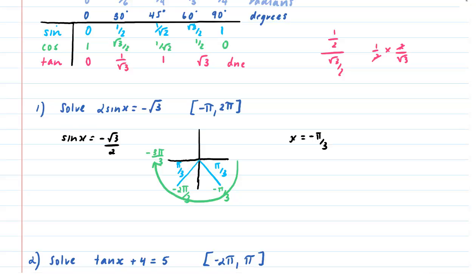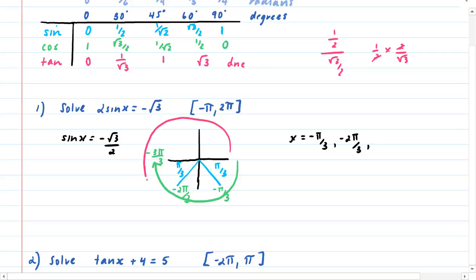So the first two answers are negative pi on 3 and negative 2 pi on 3, and you can write them in ascending order if you like, or just as I've done there. Now, we also want to do the positive value, so starting at 0 and going around to 2 pi, so a full circle.